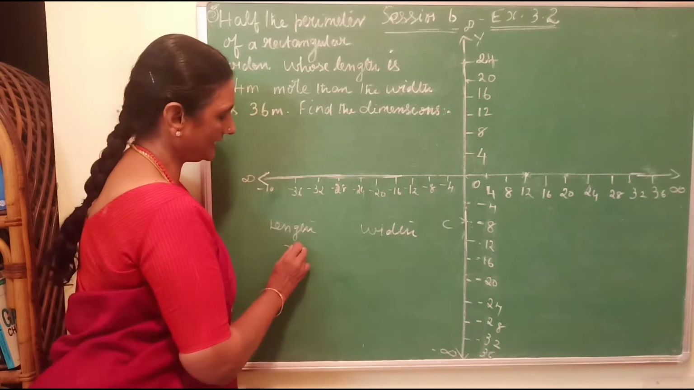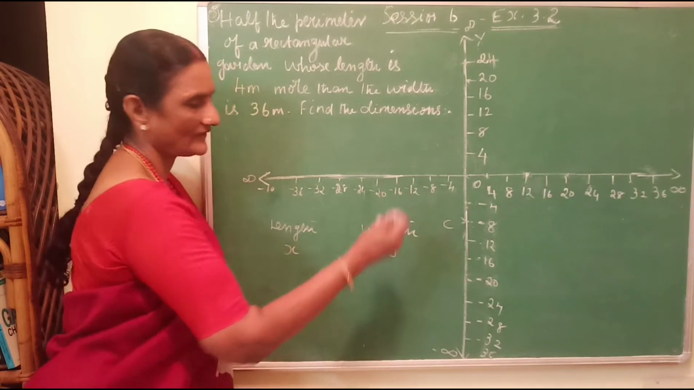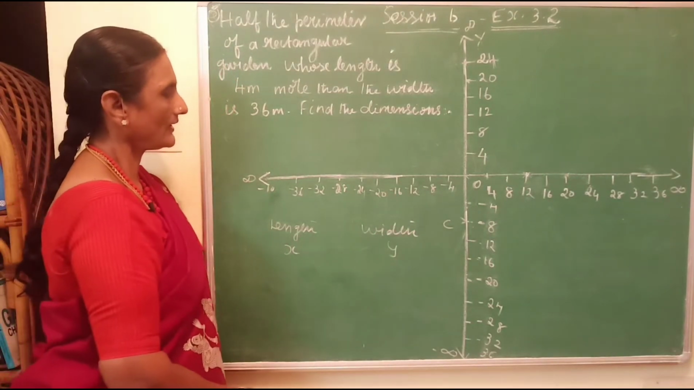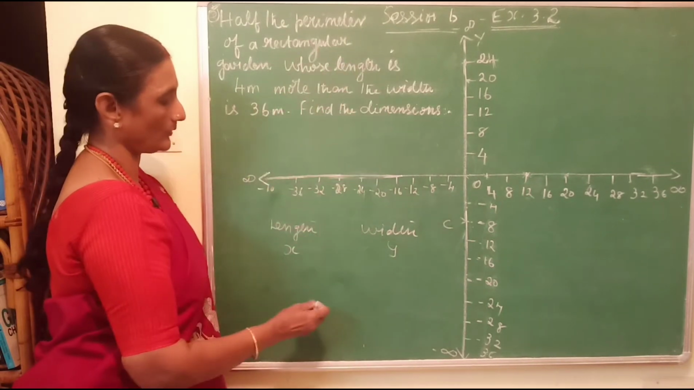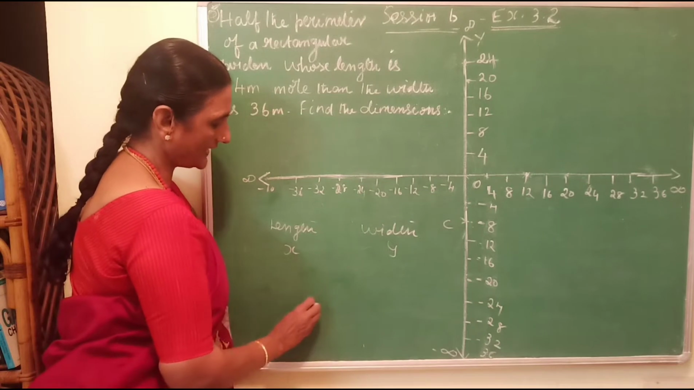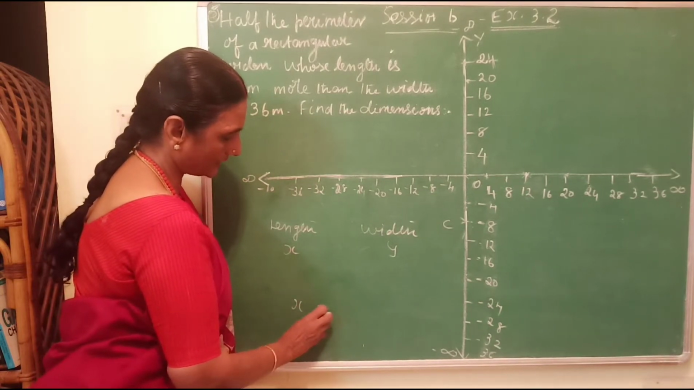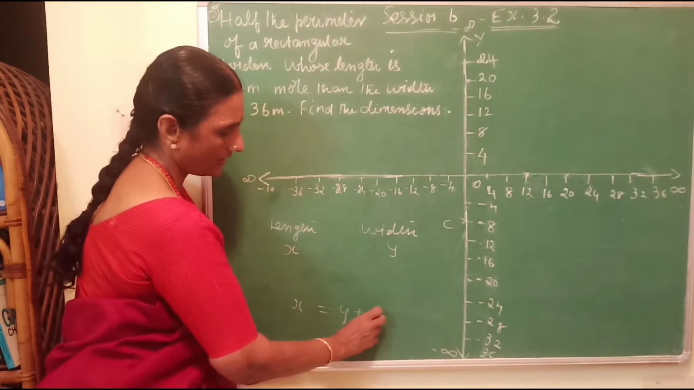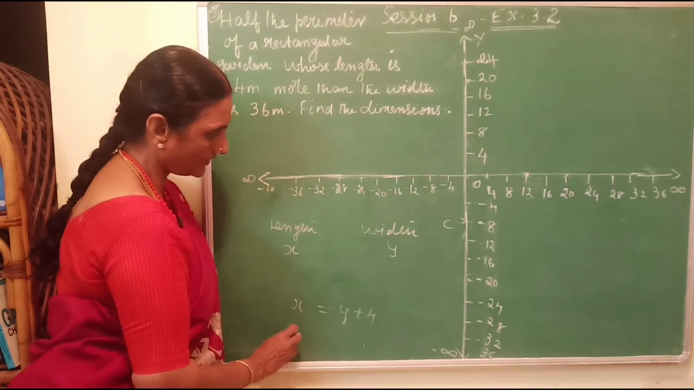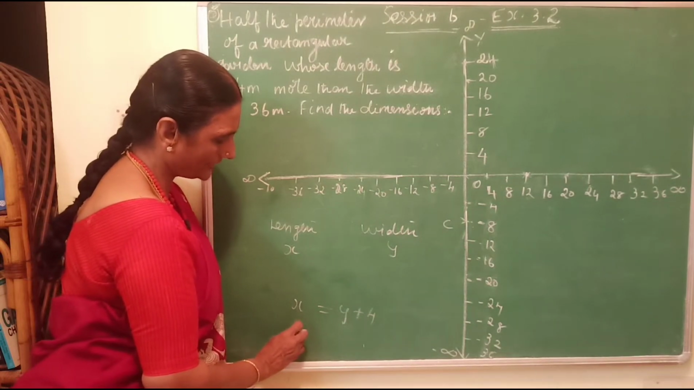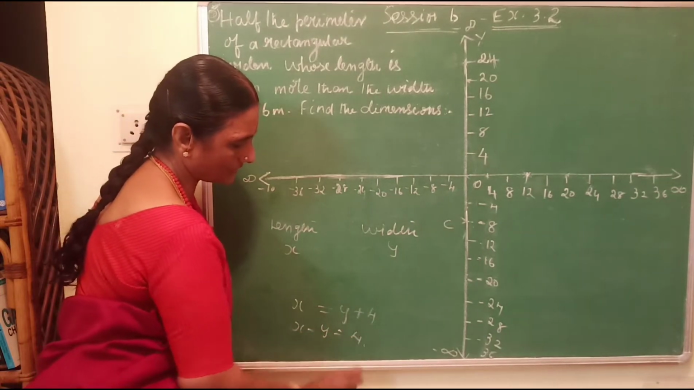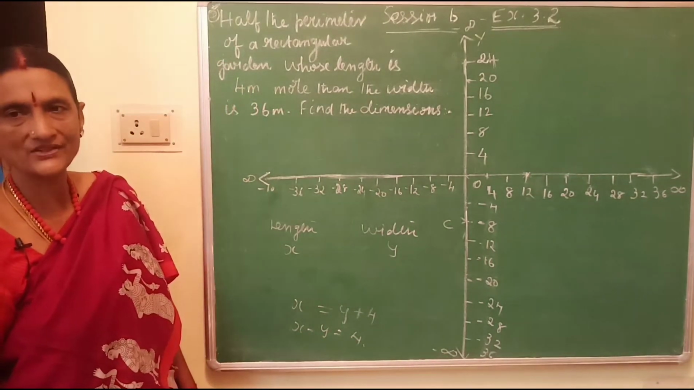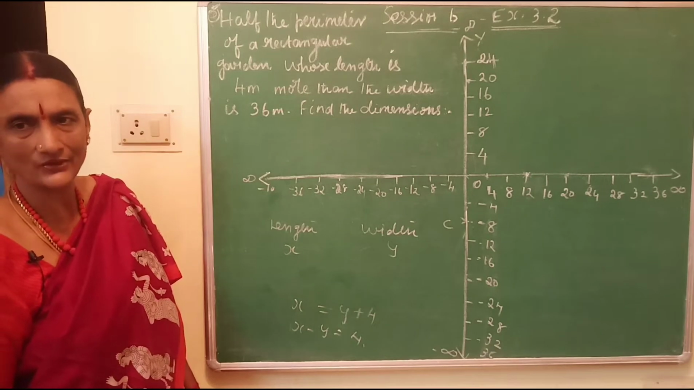So let us take the length as x, width as y. What is the equation? The length is 4 meter more. Therefore, we get x is equal to y plus 4. On simplifying, we will get the equation as x minus y is equal to 4 being your first equation. Is that clear to you?